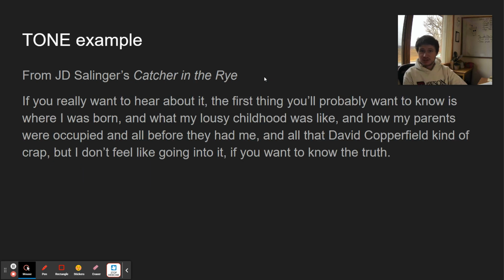It was a modern fiction when it was written, and this is what J.D. Salinger's very first sentence is. Look how long this thing is. Look at the grammar he breaks too. If you really want to hear about it, the first thing you'll probably want to know is where I was born and what my lousy childhood was like and how my parents were occupied and all before they had me and all that David Copperfield kind of crap. But I don't feel like going into it if you want to know the truth.